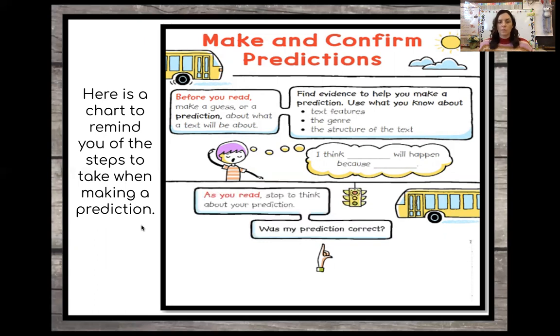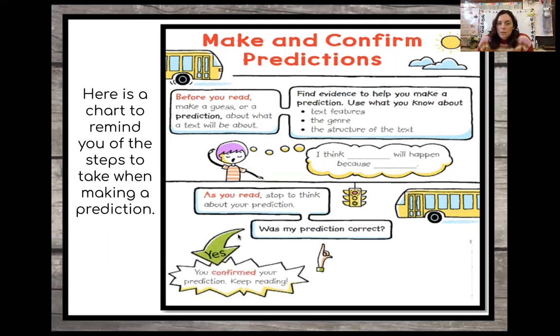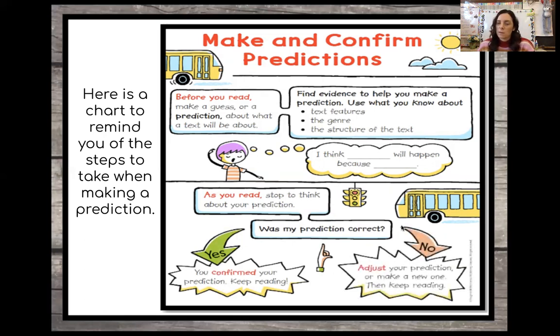So as you're reading, stop to think about your prediction and think to yourself, was my prediction correct? If it was, then you confirmed your prediction and you can keep on reading. But if it wasn't, which is totally fine, you can adjust your prediction or you could make a new one and continue to keep reading.